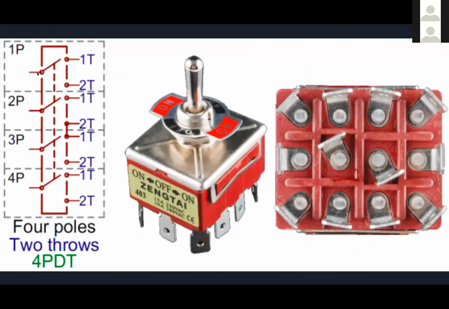This is a 4-way terminal. It has 4 terminals with 2 pairs of translators. So you can, or 2 throws. It's pretty much the same thing. Same function as the other ones.